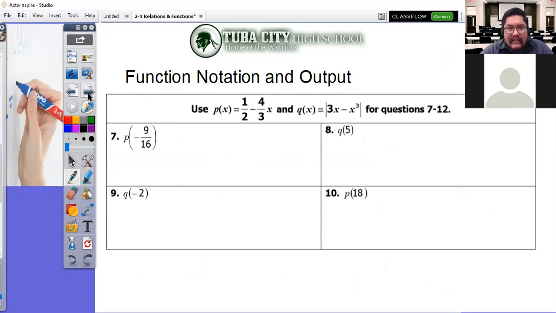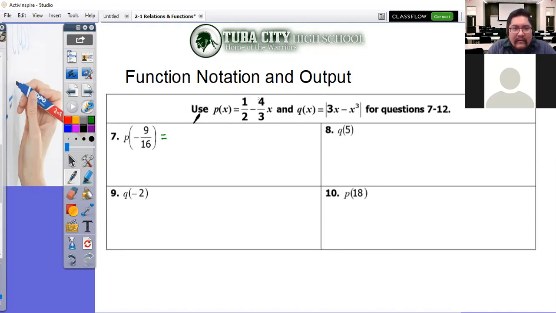And it looks like here we got some stuff with fractions and absolute values. So we have P and Q functions. So again, anywhere we see a P, we're going to use this function. And anywhere we see a Q, like right here, we're going to use this function. Now there's a lot of fractions in this one here. So I'm just going to kind of write all this out. All right, so it looks like we got our first one where it's P of -9/16.